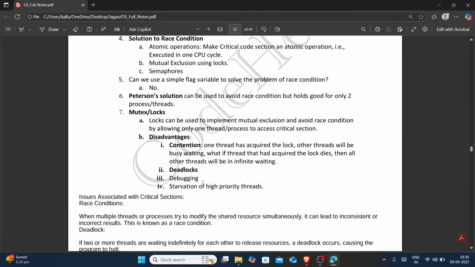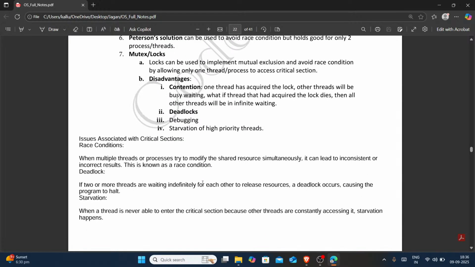Disadvantages are deadlocks may happen. One thread has acquired the lock, other threads will be busy waiting. What if the thread that has acquired the lock dies? Then all other threads will be waiting.